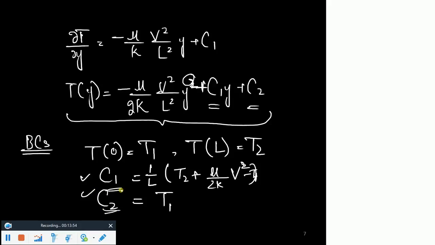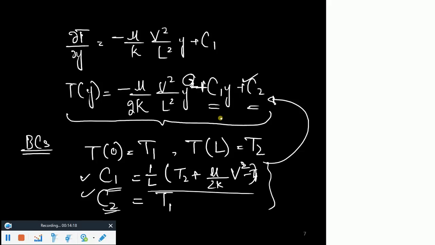Just plug those values back into C1 and C2 and come up with the final expression. Just check whether it is correct or not. I hope it is correct. And remember, this is very important to understand: once you put those two relationships back into this general solution, you come up with the particular solution for what kind of boundary conditions?